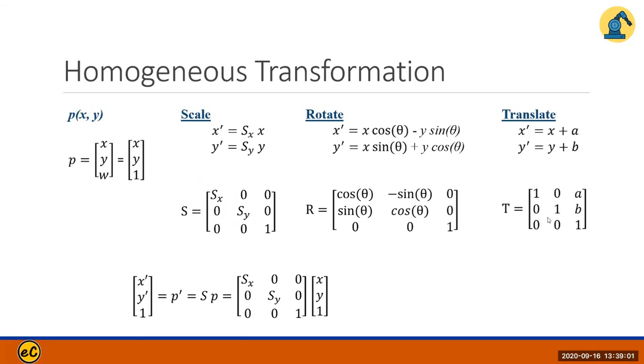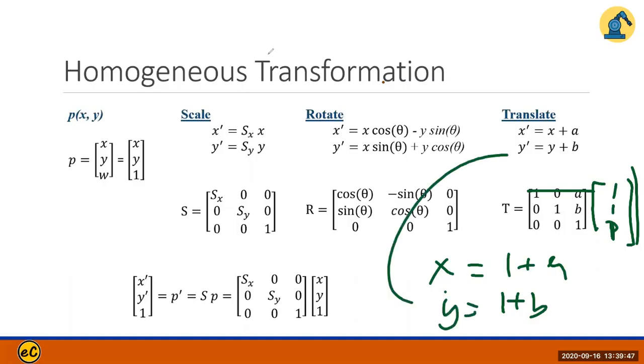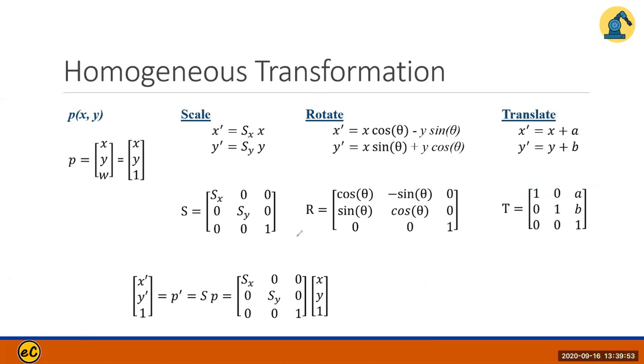And a translation. This translation portion, let's look at it. If we have a vector of 1, 1, 1, then in this product, you will get 1 plus a for x, and you will get 1 plus b for y. So that will perform such a translation effect. Okay, so here I show you the example of how to use this homogeneous transformation matrix using the scaling part.